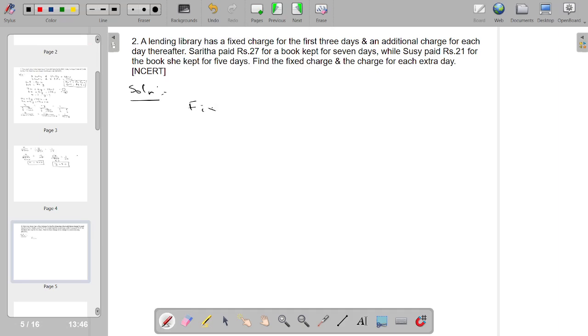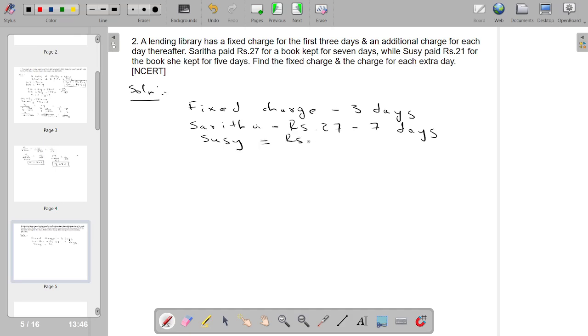Like fixed charge for 3 days or less than 3 days, also maximum 3 days. So what Sarita did, she paid 27 rupees for 7 days. What did Susi do? Susi paid 21 rupees for 5 days.